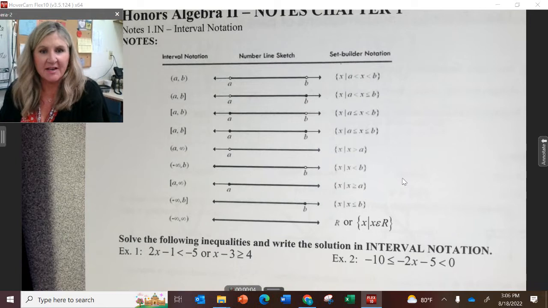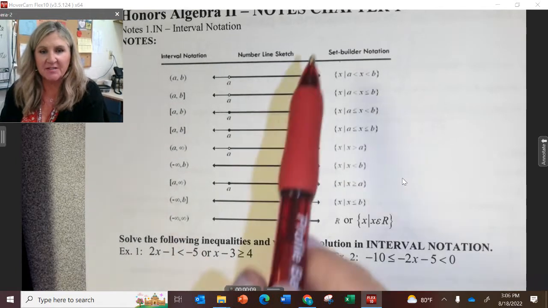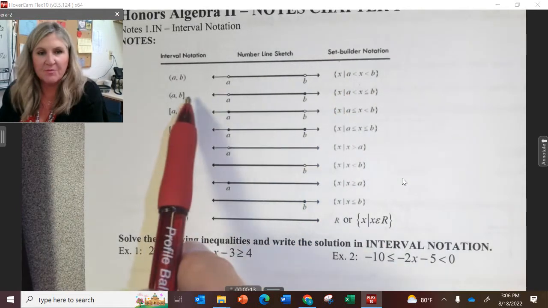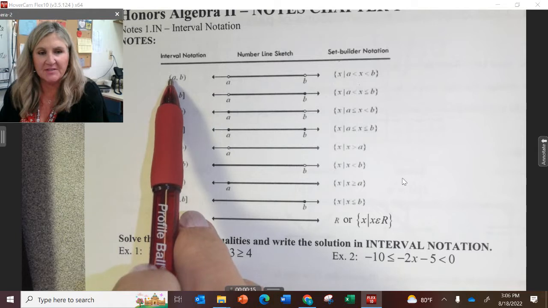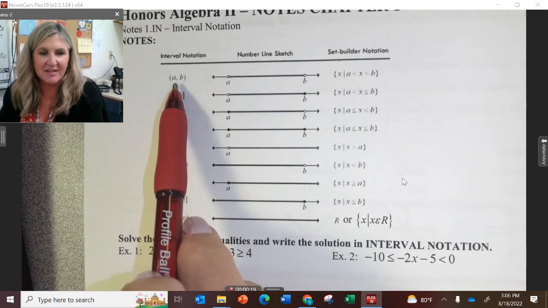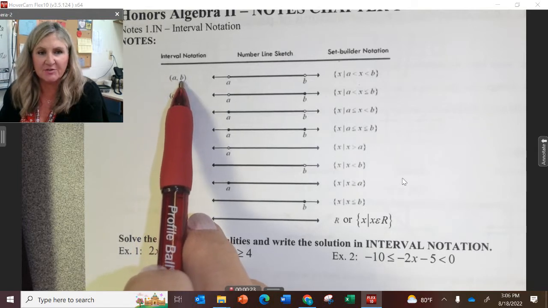Today we're going to be looking at interval notation. So interval notation is another way to write an inequality. In this first example, this is saying (A, B). Sometimes people think, oh, that's like an ordered pair, like (X, Y). But when we're talking about interval notation, this does not mean X and Y.